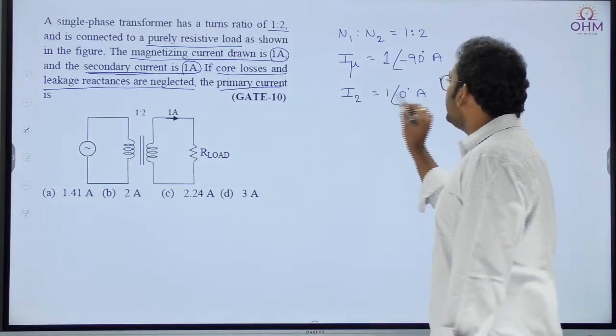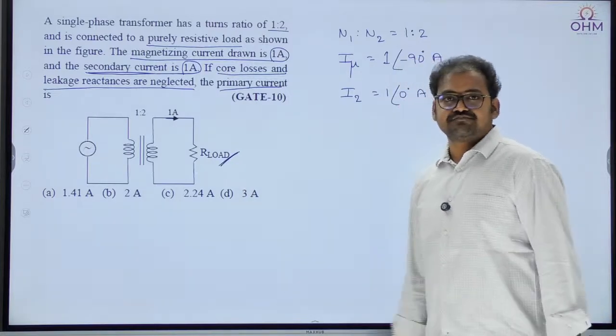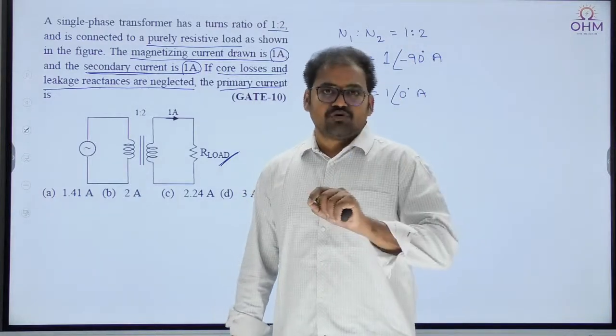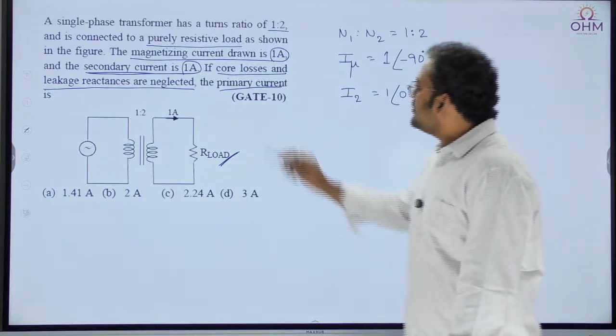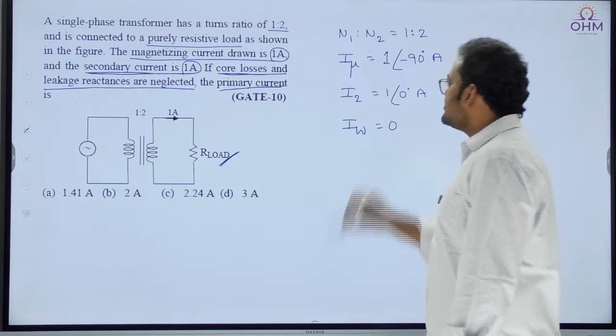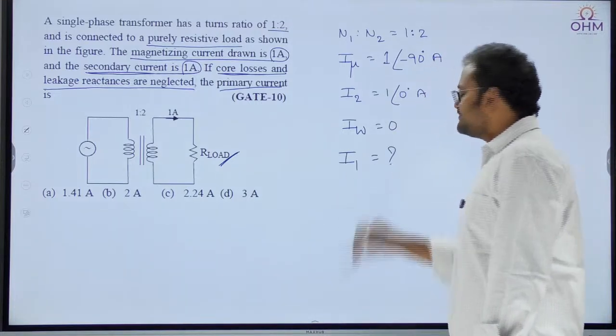Can you guess why I am writing secondary current at an angle 0? Yes, because the load is resistive. We know when the load is resistive, current will be in phase with voltage. So the current is at an angle 0. Next, core losses are neglected. That means IW is equal to 0. What is the total primary current is the question.